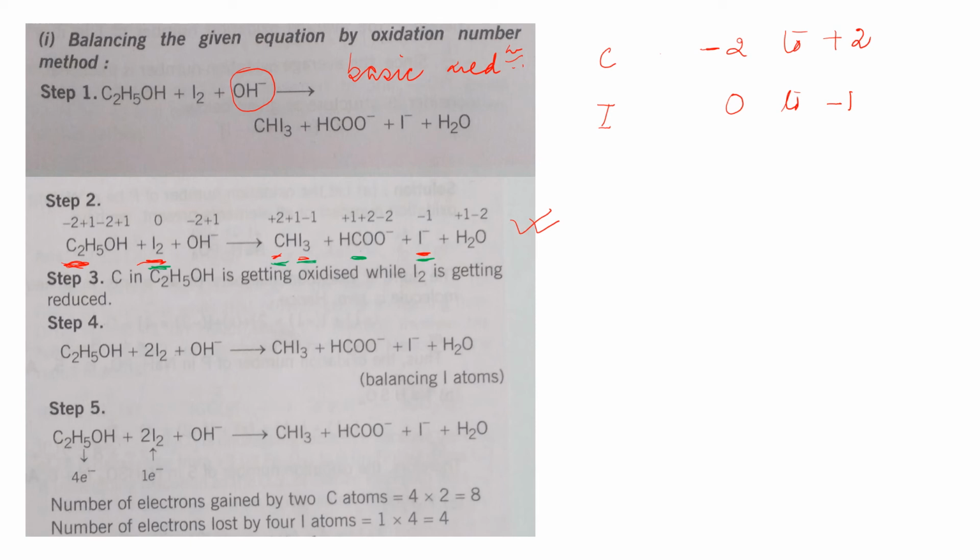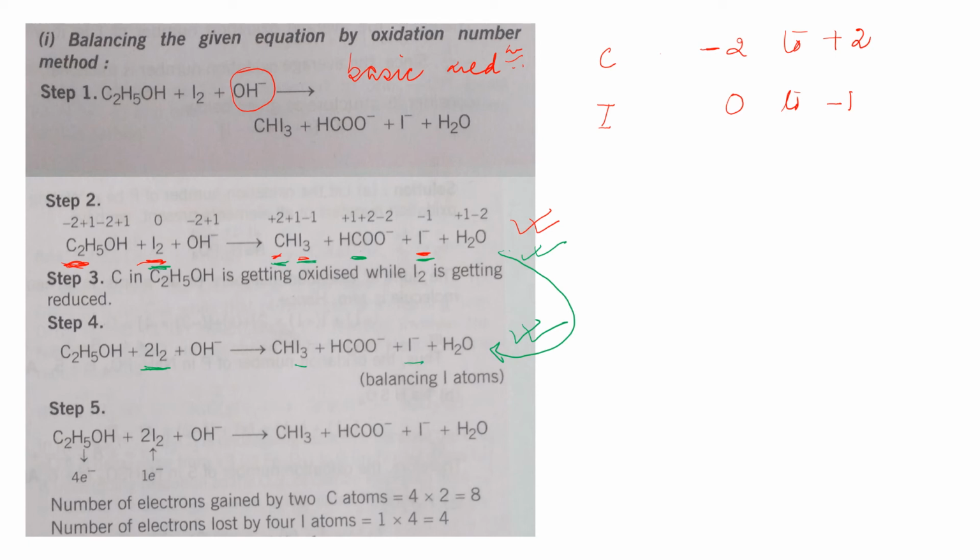In the left hand side I am having only 2 and the right hand side I am having 4. So in this equation, iodine is multiplied by 2 to make it 4. Now see what it is coming. C2H5OH plus, multiplying this iodine with 2, I am getting 2I2. Now you check. In the left hand side I am having 4 iodine. In the right hand side I am having 3 and 1, 4 iodine. So iodine is also balanced.